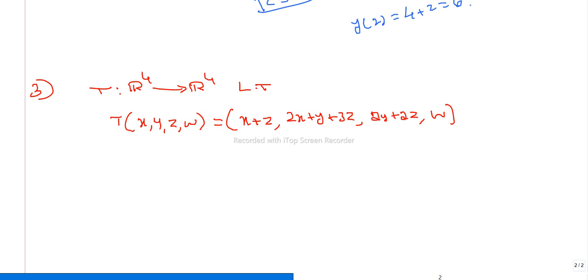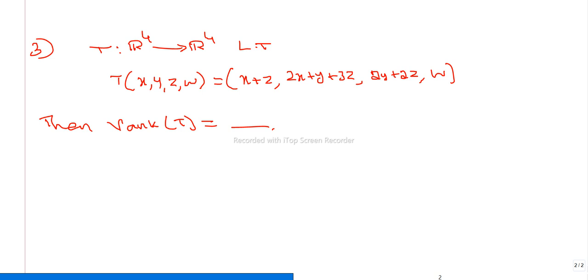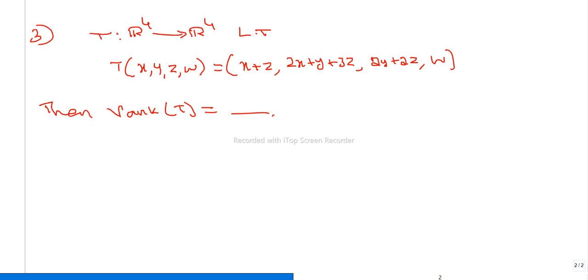It's given that this T is a linear transformation. Now the question is, what is the rank of T? Then the rank of T is equal to what? So you have to use the rank nullity theorem. For that you have to find the nullity, the dimension of the null space. So what is actually the null space?